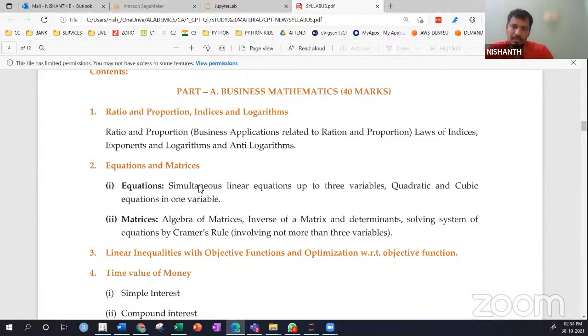Whereas in ratio and proportions, they might come up with a situation, and they might say that this was divided in this ratio, that was divided in that ratio. What could be the final output? All those things they can ask. But I have seen less likelihood of confusing or twisting the questions in these chapters. But the twist will be in the equation form. That's what I would like to say here.